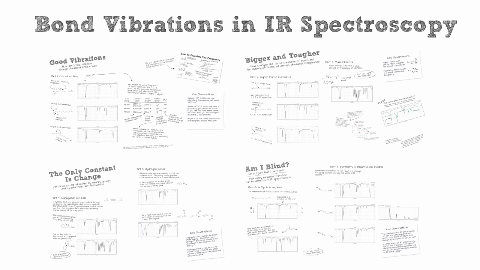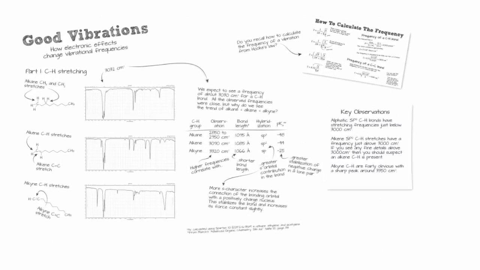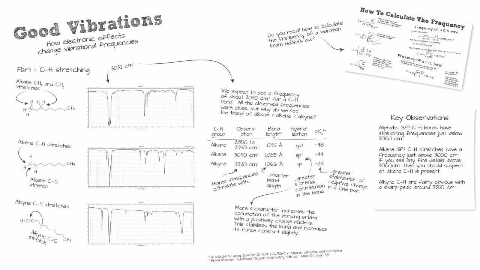We're going to talk about how conjugation and hydrogen bonds can change the expected observations of absorption peaks. And of course, we're going to talk about peaks that often don't show up at all or show up very weakly due to weak dipole moments or symmetry in the molecule. So let's start off with typical CH vibrations.